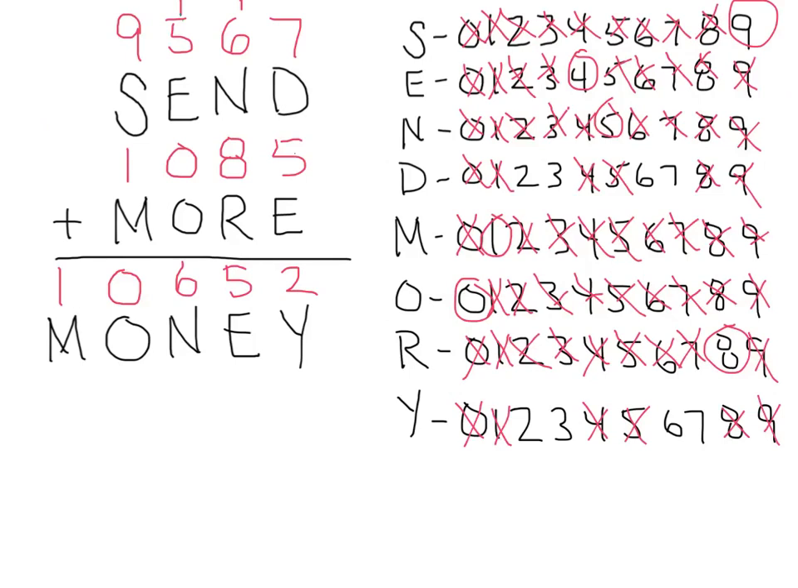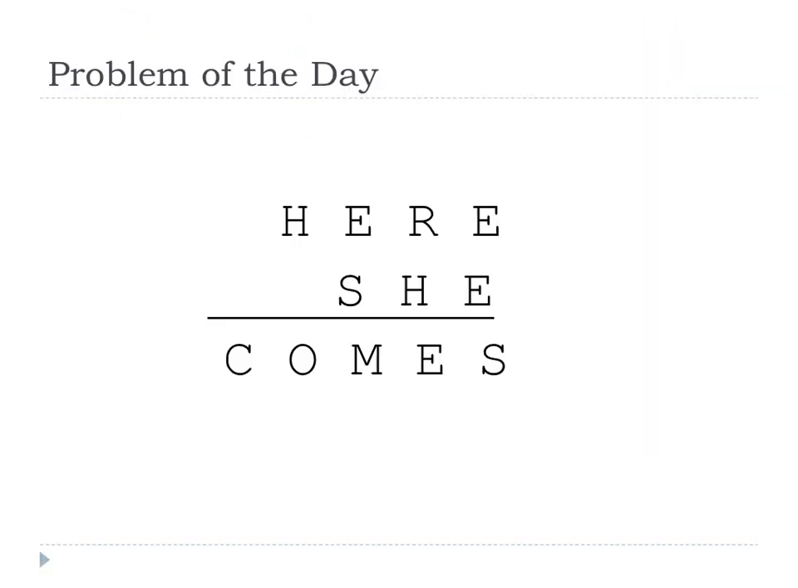And it's not always going to work out perfectly. As we saw in this example, we found out that E could not be 4. E had to be 5. Okay, so let's try one more example. In this next example, it's called HERE SHE COMES, and it's HERE plus SHE equals COMES.